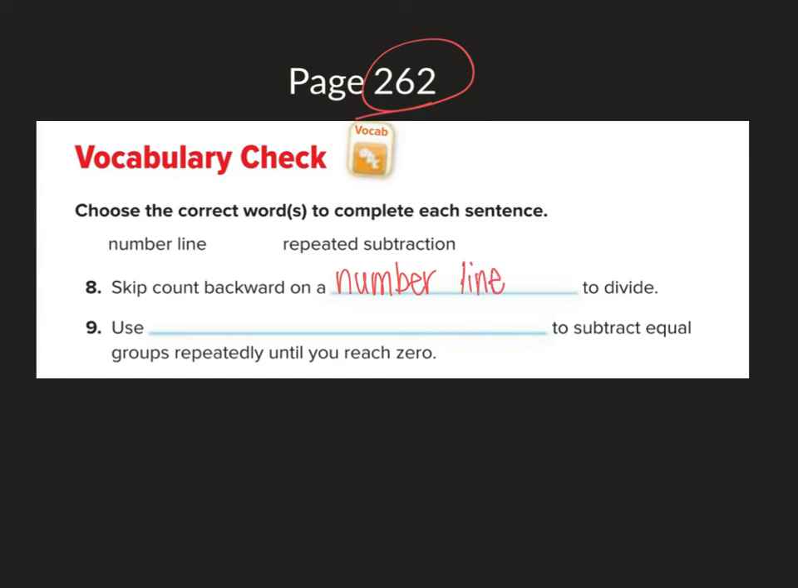This one always confuses me. Is it one word? Is it 2 words? 2 words. Number line. Okay, so therefore we can use blank to subtract equal groups repeatedly until you reach 0. We can use repeated subtraction. Repeated subtraction, to subtract repeatedly. Look at that. Subtract repeatedly, repeated subtraction.